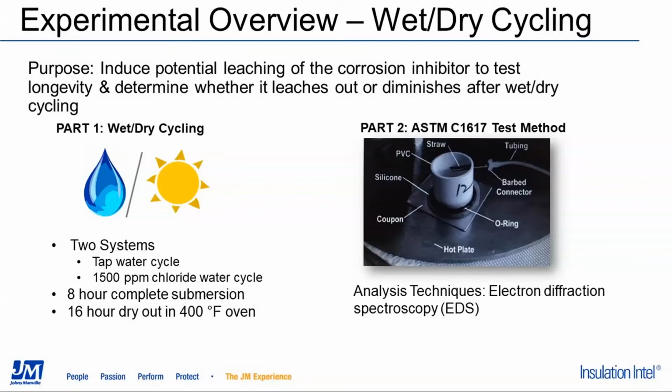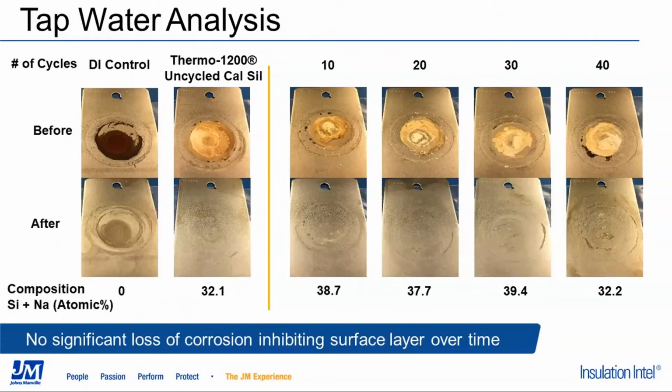So we completed this wet to dry cycling approximately 40 times, and then completed the same ASTM C1617 test and EDS analysis on samples that were pulled every 10 cycles. So in the tap water analysis, we compared the new unexposed Thermo 1200 to DI water exposure and to the 4 various cycled samples. And again, in the top row of the coupons in the slide are the 4 uncleaned coupons, and then below are the cleaned coupons.